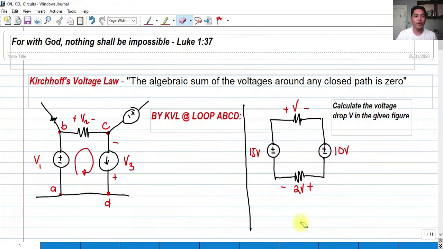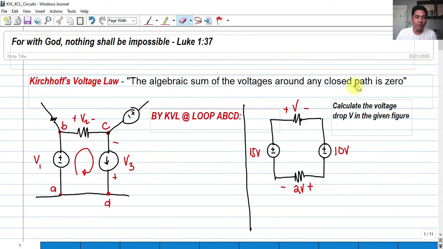Hi, so for today we're going to talk about Kirchhoff's voltage law, or more commonly known as the KVL. This is still a video about electrical circuits and more particularly the DC circuits. So what is Kirchhoff's voltage law? Again, Kirchhoff's voltage law states that the algebraic sum of the voltages around any closed path is zero.